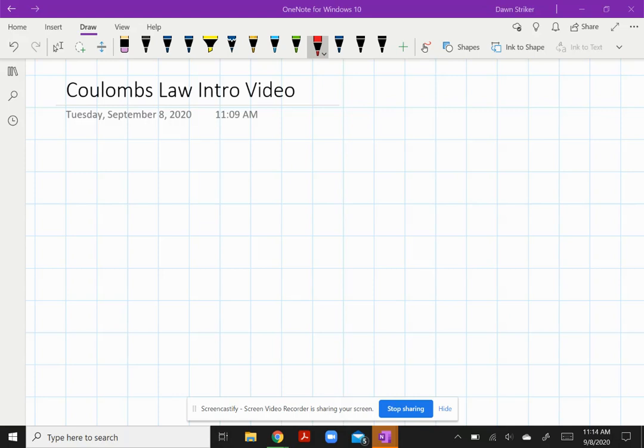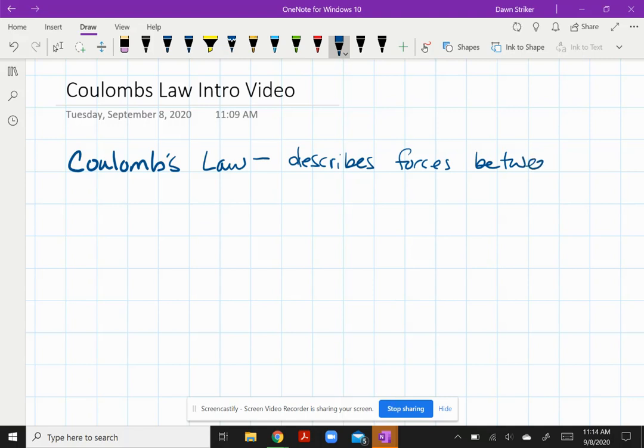So what is Coulomb's law? Let me just start there. Coulomb's law really is a force rule. It's a rule that describes forces, and the forces that it describes are between electrostatic charges, charged objects, objects that have a charge.